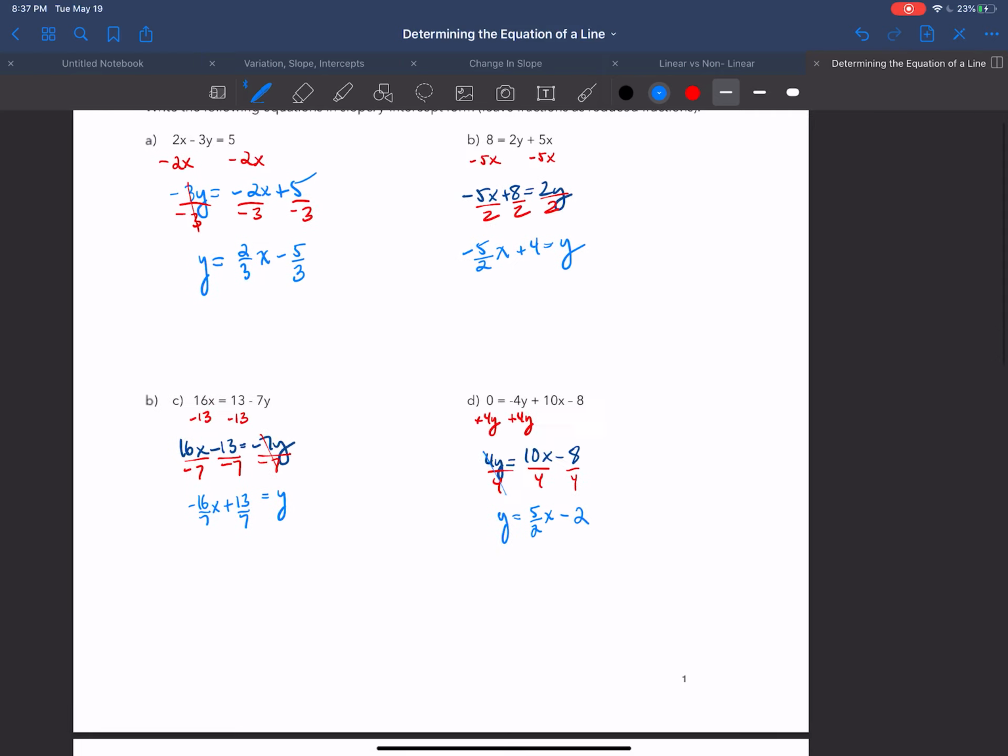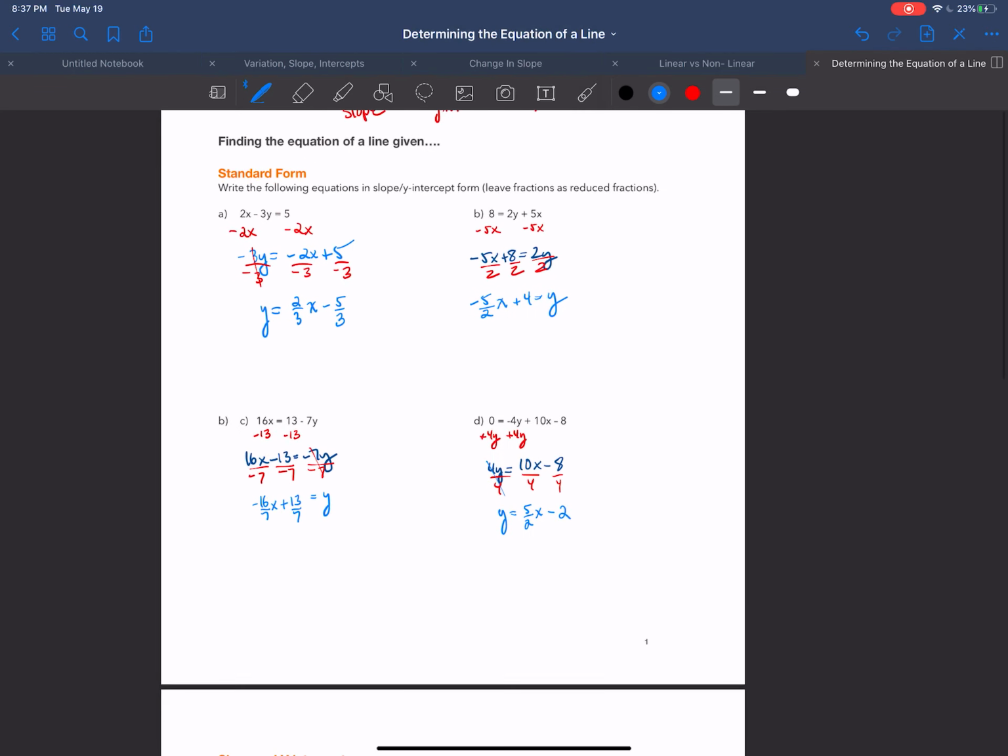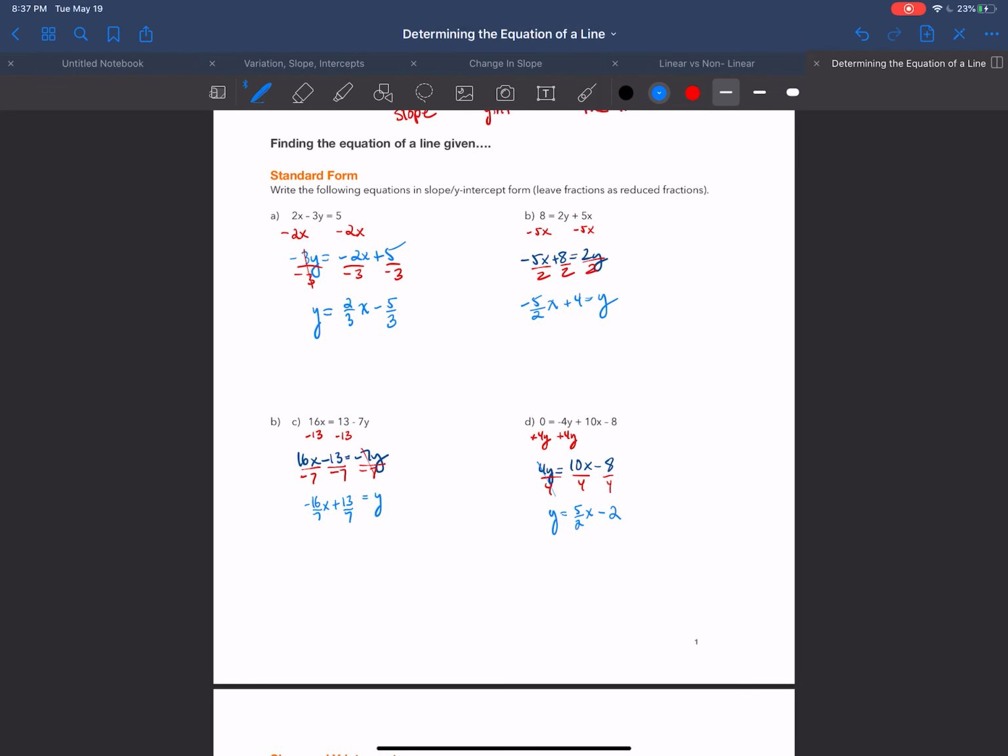And that is changing from standard form to y equals mx plus b form. That's the equation of a line. So in standard form, it's still the equation of a line. It's just now we have slope and y-intercept, and we'd be able to graph it given those values. In standard form, we can only graph using a table of values or x and y intercepts.